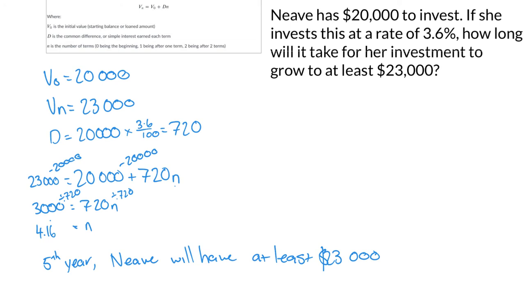So what we've just found is how many years, or how many periods, it will take for an investment to reach a certain amount. And you can use the same idea if it's monthly or if it's fortnightly. You'll just need to adjust your interest rate up the top.